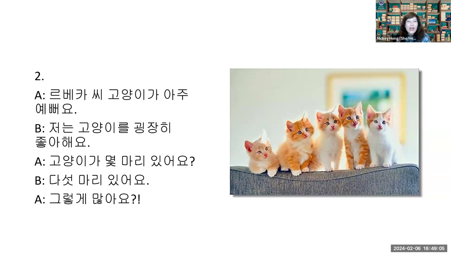레베카 씨, 고양이가 아주 예뻐요. So she has all these cats. They're very pretty, Rebecca. 저는 고양이를 굉장히 좋아해요. I like cats very much. 고양이가 몇 마리 있어요? How many cats do you have? 다섯 마리 있어요. She's just like, oh, I have five. 그렇게 많아요? Maybe A just saw one or two. She didn't see all five of them on the couch. You have that many?